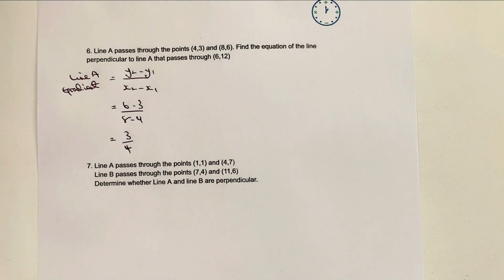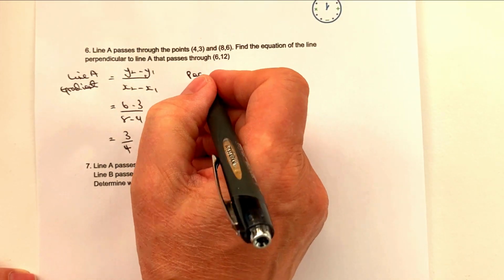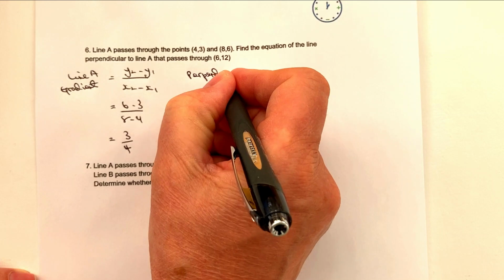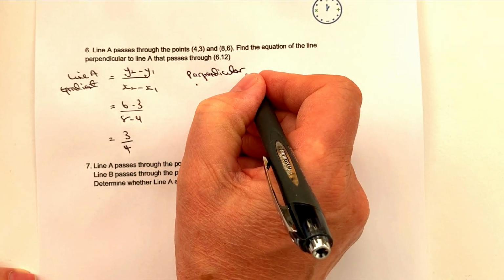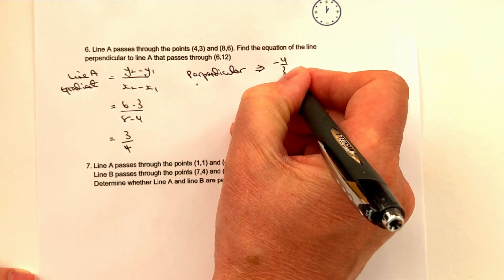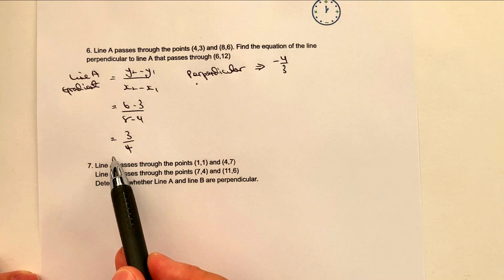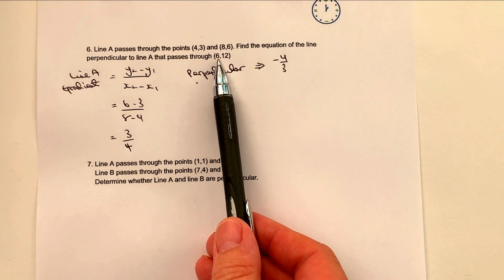We need the perpendicular. The perpendicular gradient is going to be equal to minus 4 over 3. All we do is flip it around the other way and put a negative sign in front of it. Then we need to find the equation of the line that passes through the point 6, 12.